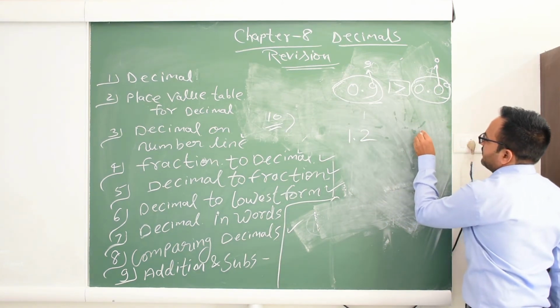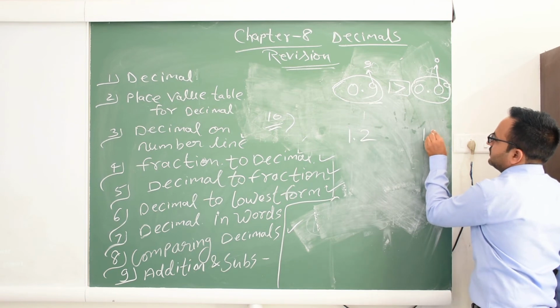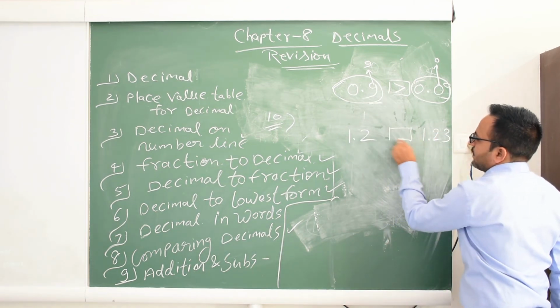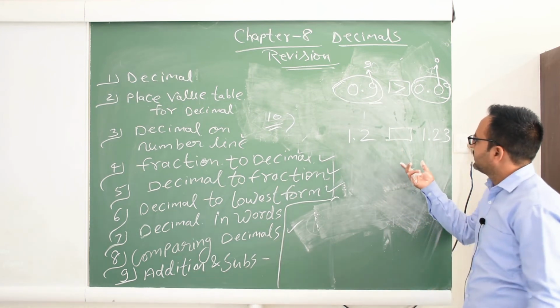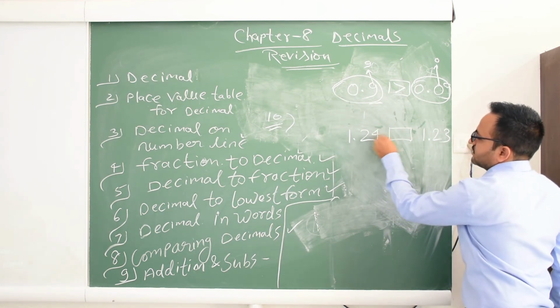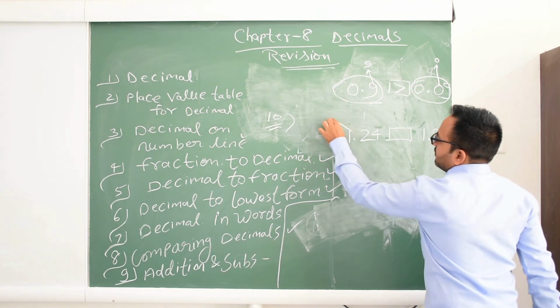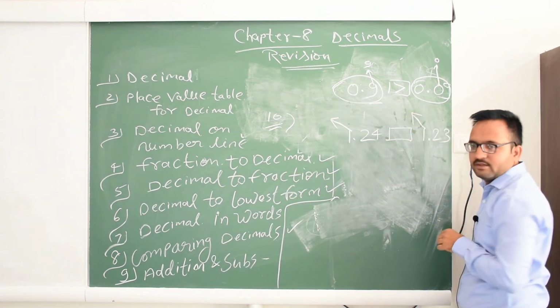1.2 and here 1.23. Okay. So which number is greater? And here we use 1.24. So which number is greater? The whole numbers, both are the same.